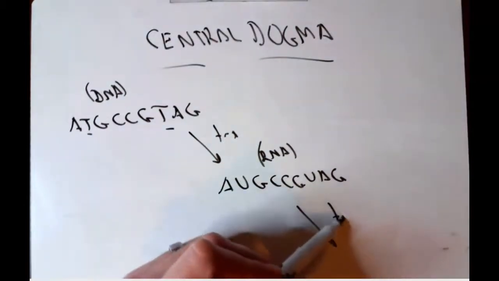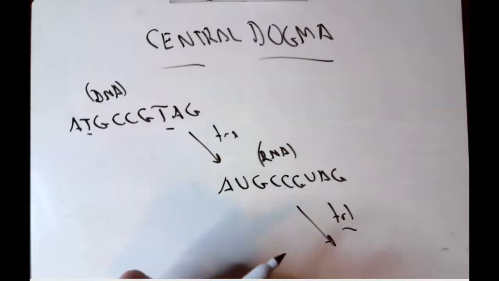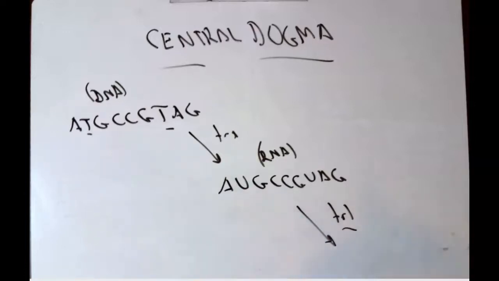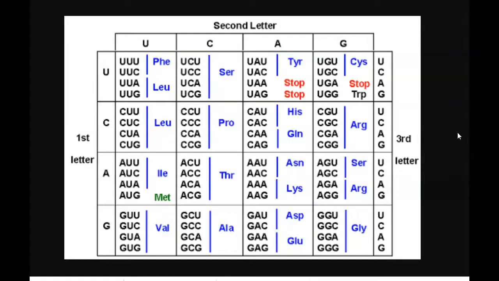Now, if we want to go to translation, well, that's not so easy to do, because in order to do translation, we need the English to Spanish, the Spanish to Chinese, the nucleic acid to amino acid dictionary. And that dictionary is the genetic code. So here is the genetic code, and this allows us to do the translation.